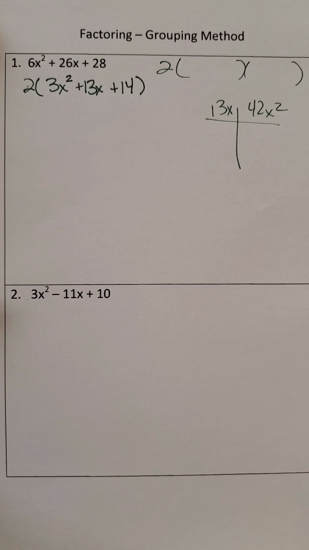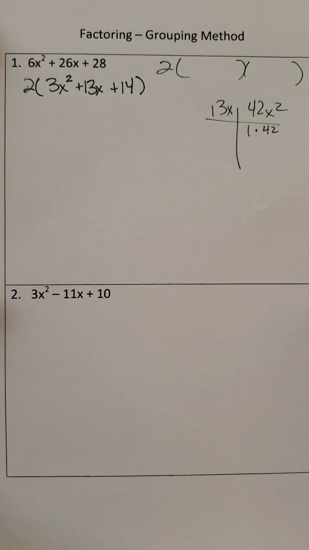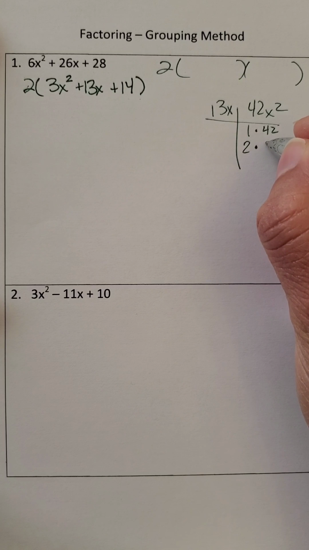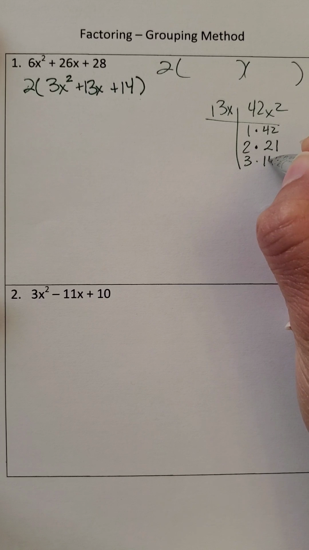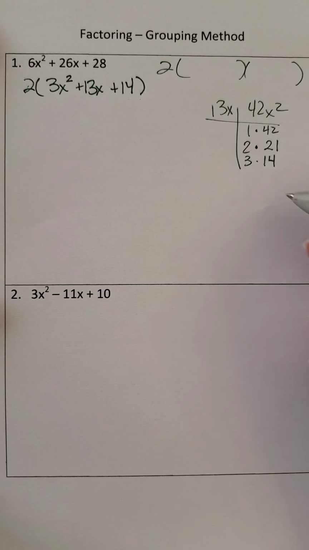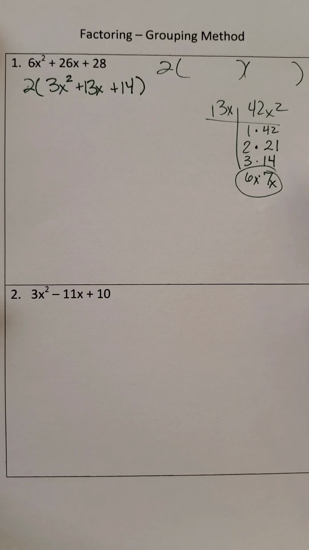So if you want to get it right, you just systematically go through, okay, that's 1 times 42, that doesn't work. 2 times 21, that doesn't work. 3 times 14, that doesn't add up to 13. And then we've got 6 times 7, and there's our little gem. So it would be 6x and 7x. Remember, I ignore the x just because I don't want to write it every time, but I need it. So 6x plus 7x does indeed get me 13x, and it also multiplies to 42x squared.